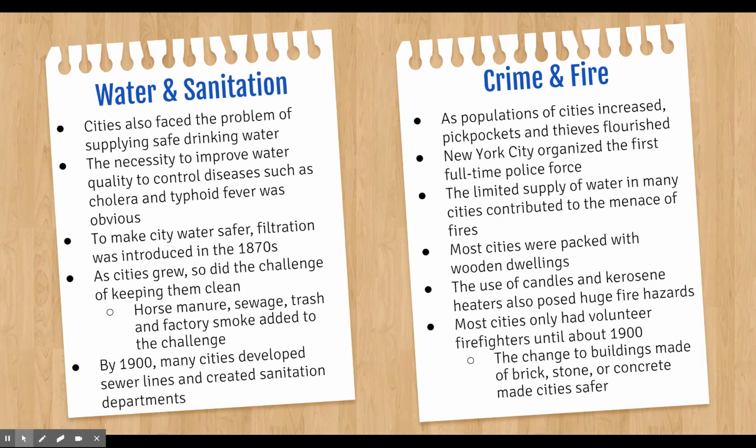It only took a little mistake of a candle falling over or a kerosene heater falling over to start a fire that could rage uncontrollably. Most cities only had volunteer firefighters until about 1900. The change of buildings being made of brick, stone, or concrete helped to make cities safer.